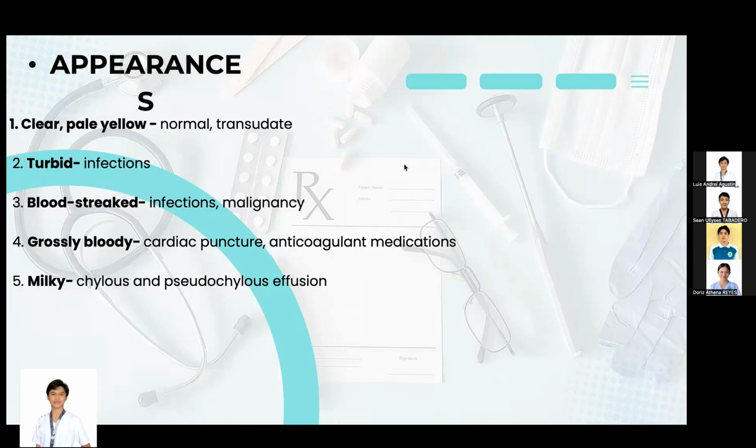For the appearance, clear or pale yellow indicates normal; turbid indicates infection where there is a massive influx of white blood cells. A blood-streaked specimen suggests infection or malignancy due to tumor causing minor bleeding. Grossly bloody specimens suggest there could be cardiac puncture or anticoagulant medications, which cause trauma or impaired clotting. And a milky specimen indicates chylous or pseudochylous effusion where there is a presence of high levels of fats.